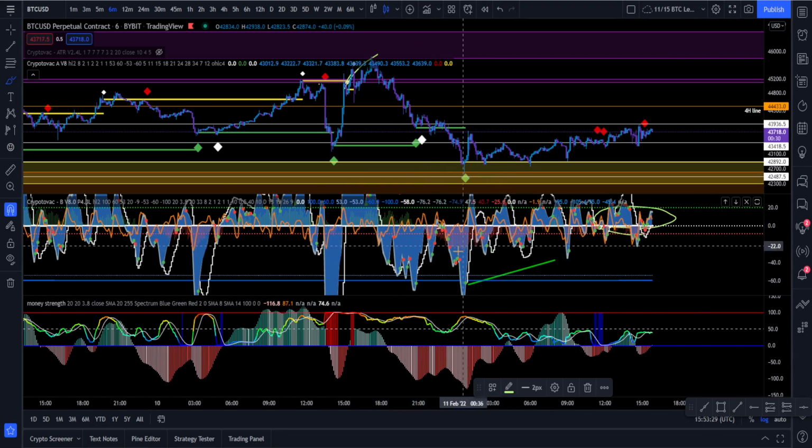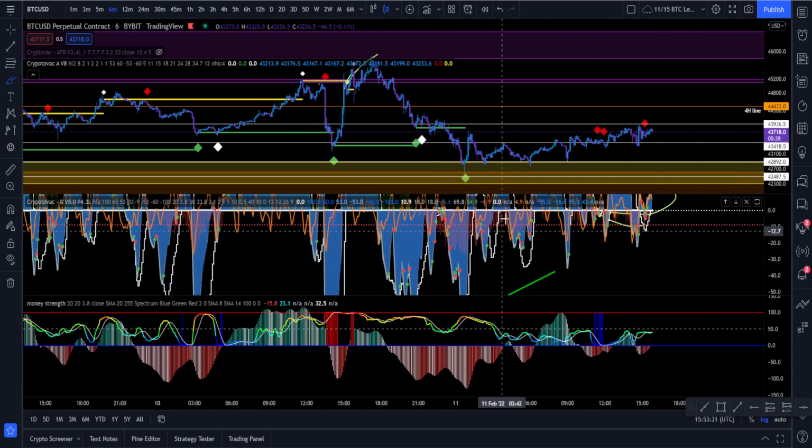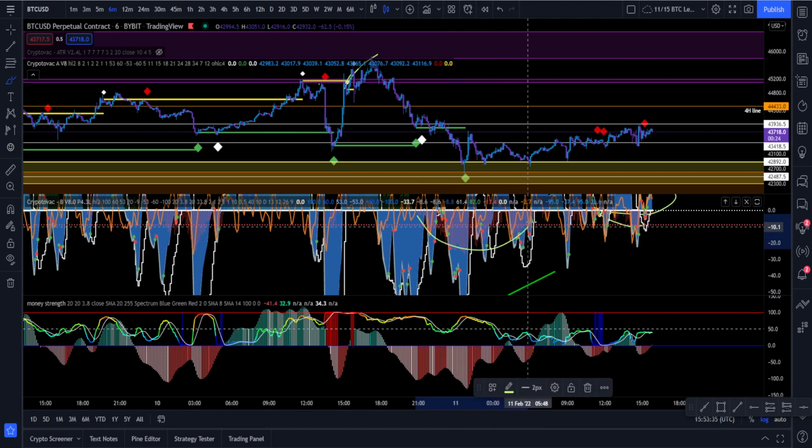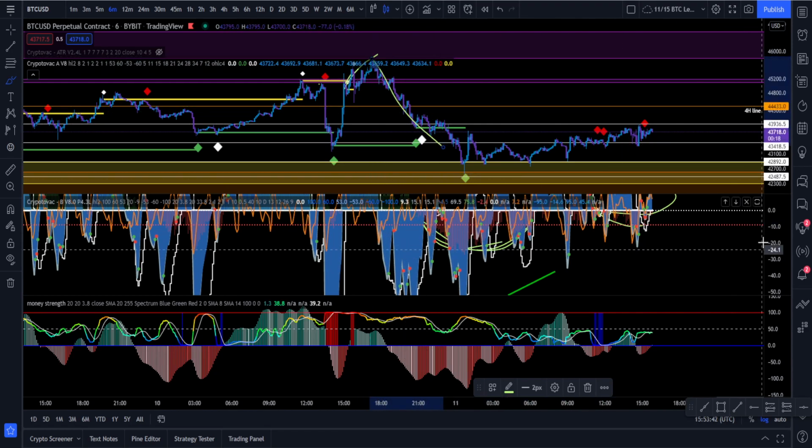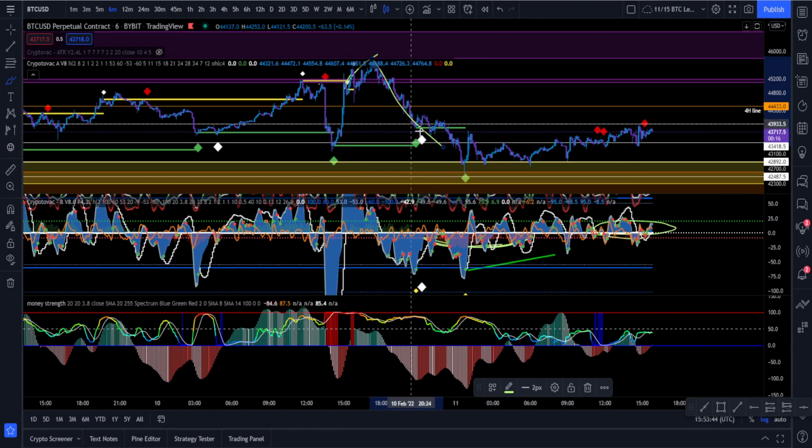Cryptovac says red money flow is where you want to be taking your profits on your shorts, because by the time you're in the red money flow, the move would have already happened. You guys can see that. It went from the green money flow over here, we went to the red. The red was where I was taking profits.